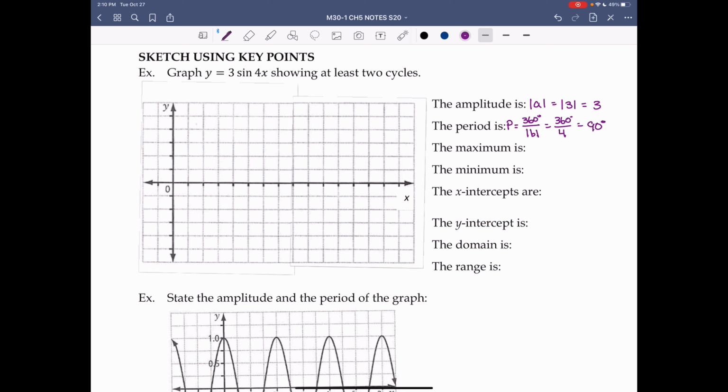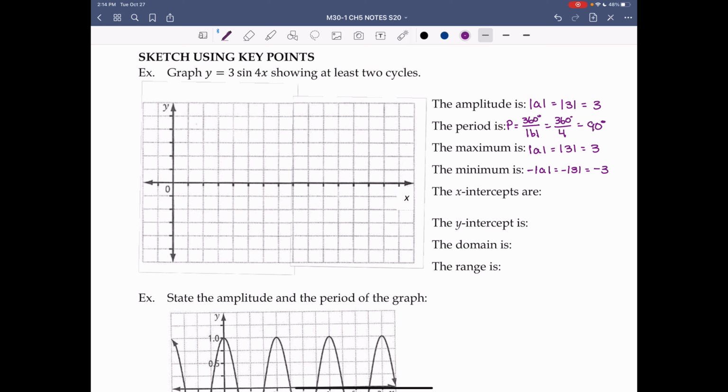Our maximum is the absolute value of the a value in this case, since there's no vertical shift. So that would be the absolute value of a, which equals the absolute value of 3, which equals 3. The minimum would be the negative absolute value of a, which would be negative absolute value of 3, which would be -3. The x-intercepts we're going to leave for a minute. The y-intercept we're going to leave for a minute.